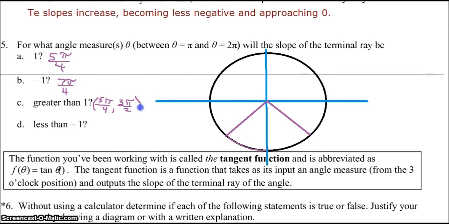For all those angle measures in between, we'd have our slope greater than 1, and less than negative 1 would be here. Those angles would be more negative. Three pi over 2 to 7 pi over 4.